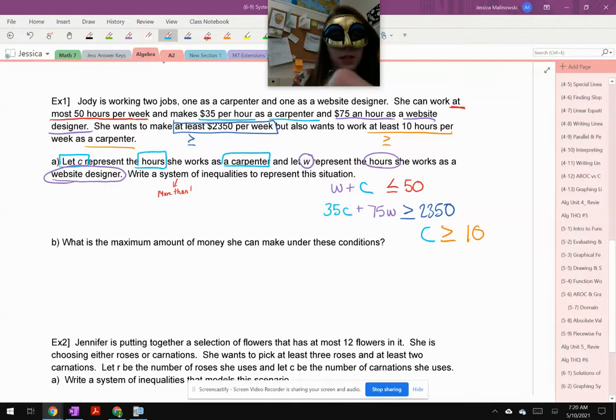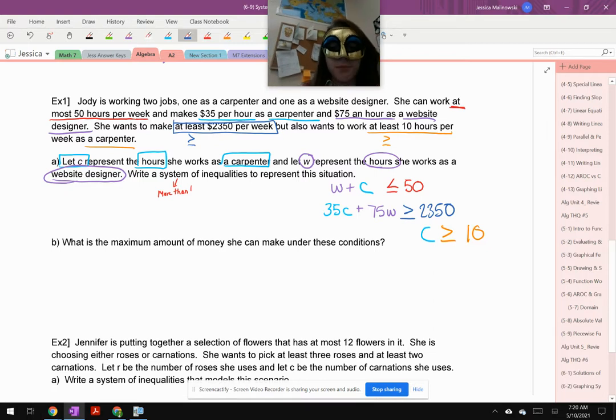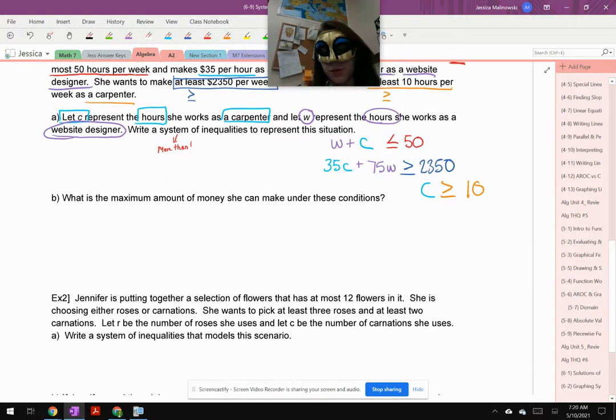All right, so part B here is asking us, what is the maximum amount of money Jody can make under these conditions? So maximum amount of money she can make. Okay, so we have to use these inequalities to figure this out.